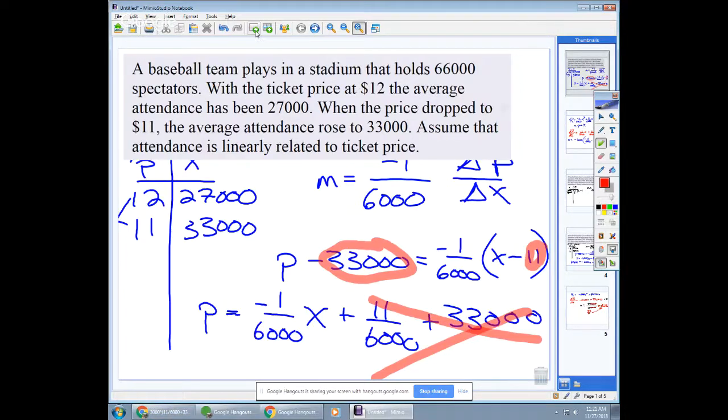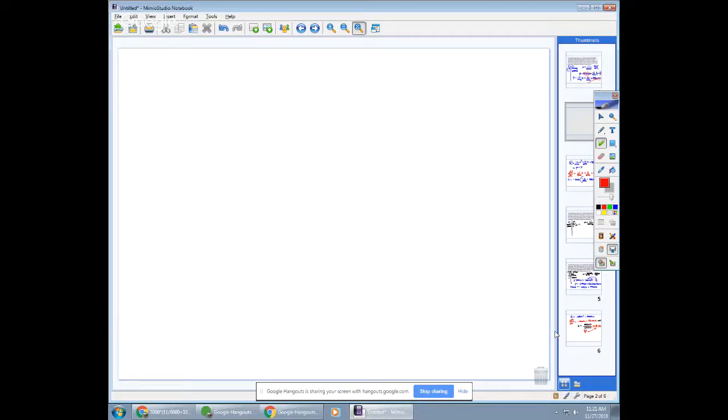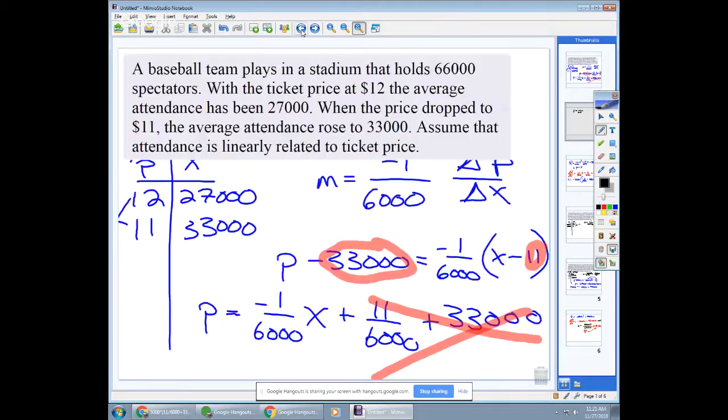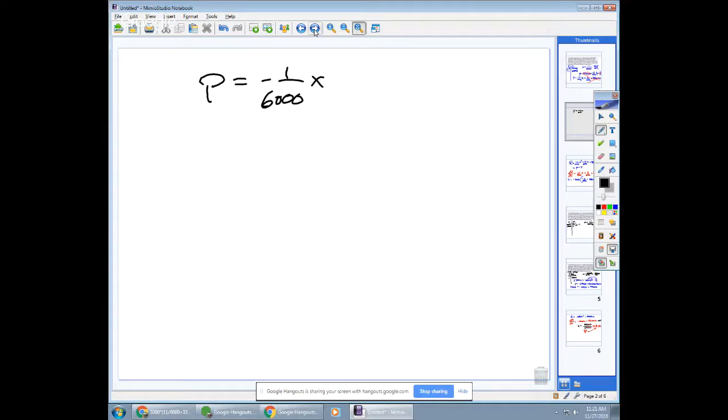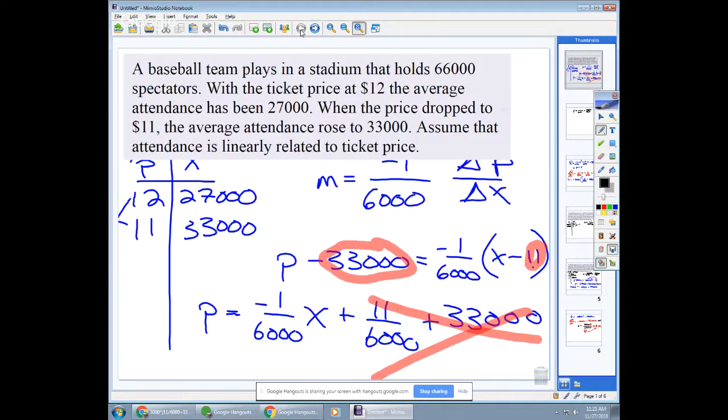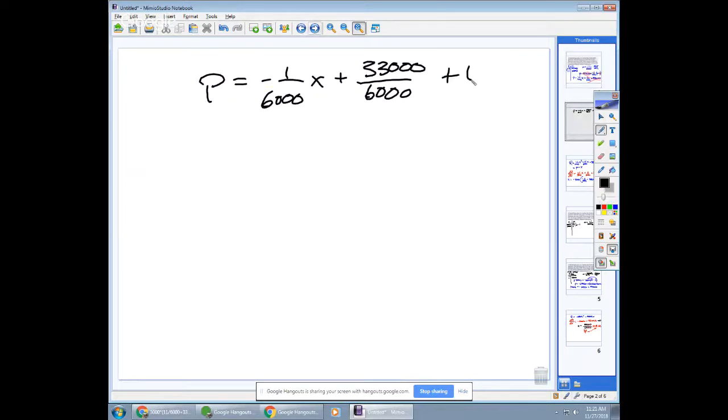Yeah, so I'm gonna solve it the other way now to check and make sure I get the same answer. So I'm gonna get P equals -1 over 6,000 X. And I had these numbers backwards, so that should have been 33,000. So then I'm gonna get plus 33,000 over 6,000. And then this should have been minus 11, so I'm gonna have a plus 11 there. That's the way it should have looked for the price.